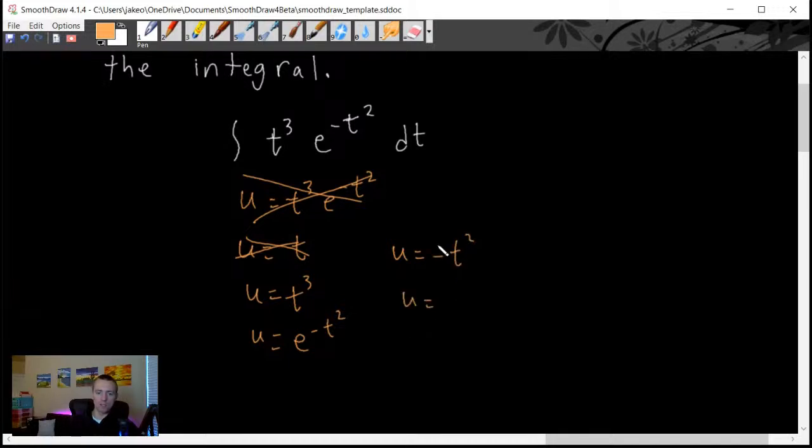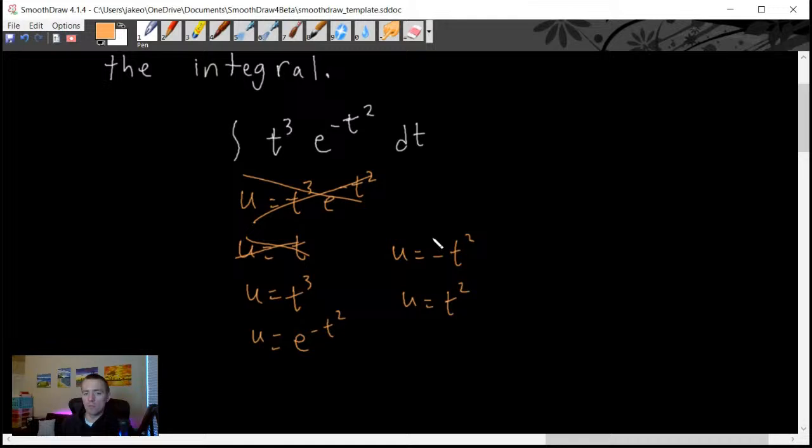Or maybe we could say that u is just going to be t squared, just the positive version. I would say if you have a situation like this, negative t squared and positive t squared, usually that's not really going to make a difference because they just differ by a constant. When integrating, differing by a constant usually means there's no difference, but not always. I mean, certainly worth considering these two different options.